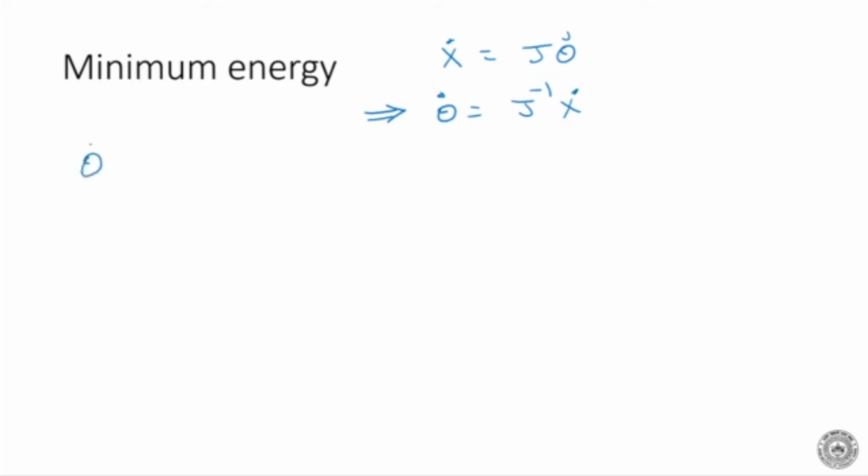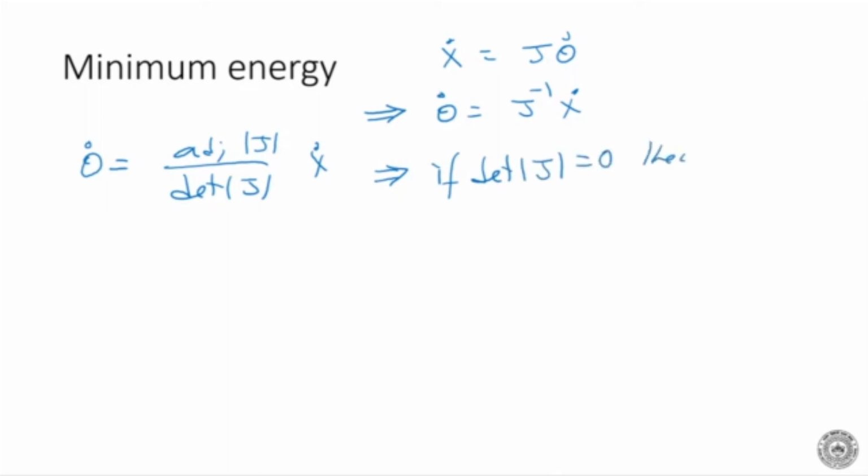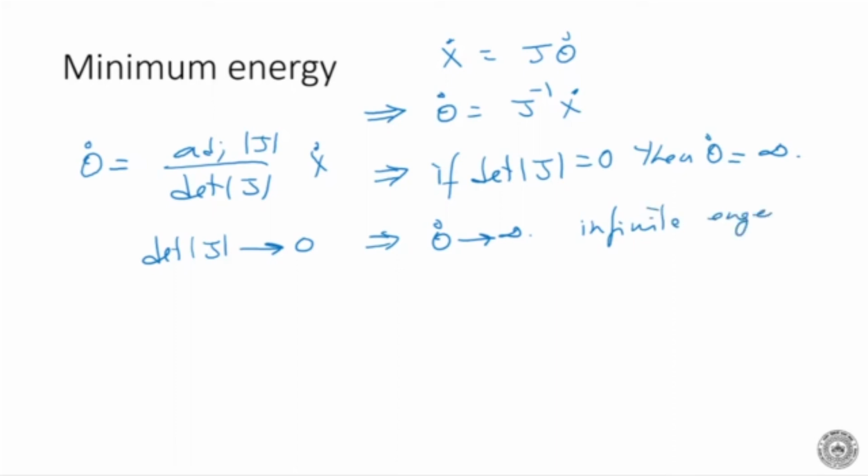So what we see is theta dot is equal to adjoint of J by determinant of J, into x dot. Now this relationship shows us that if determinant of J is equal to 0, then theta dot is equal to infinity. As the determinant of J goes towards 0, theta dot goes towards infinity. Going towards infinity means infinite energy, which is obviously not possible. So these points are called singularities.